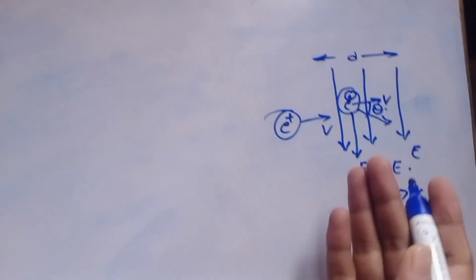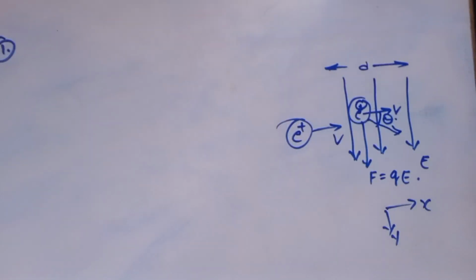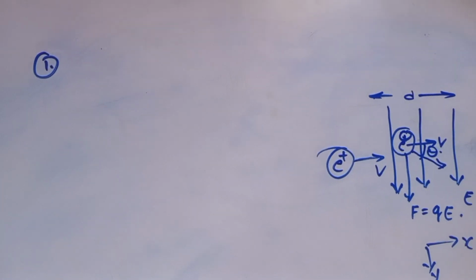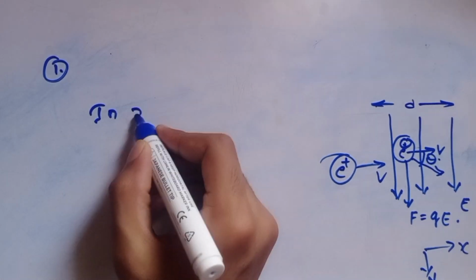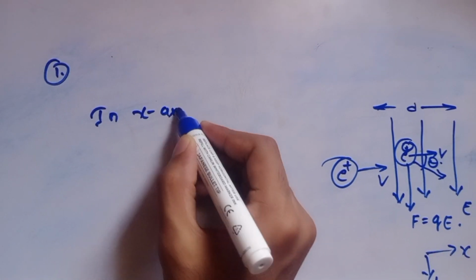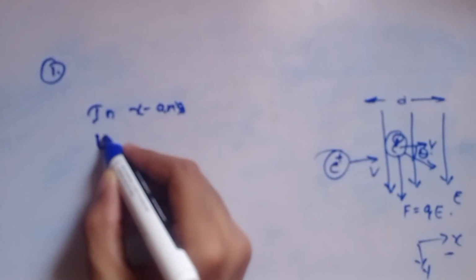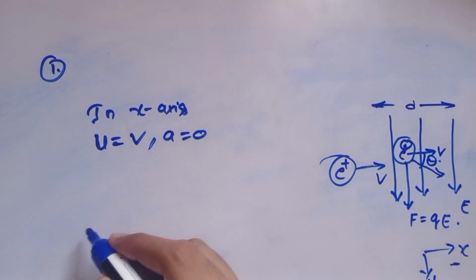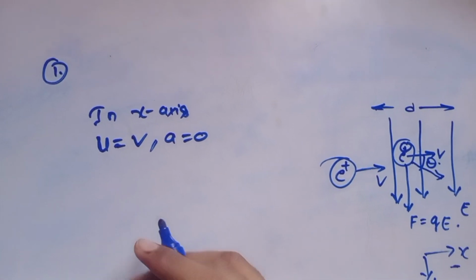So as here we see, this is 2D motion. So in the x-axis and y-axis we have to understand this 2D motion. So in the x-axis, the initial velocity is equal to v and acceleration is equal to 0, as there is no force applied in the x-axis.